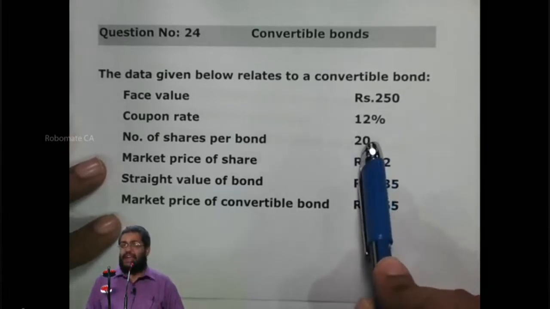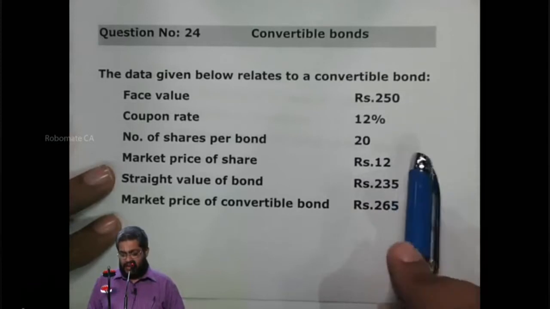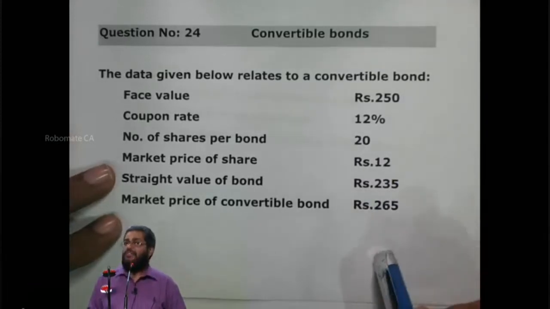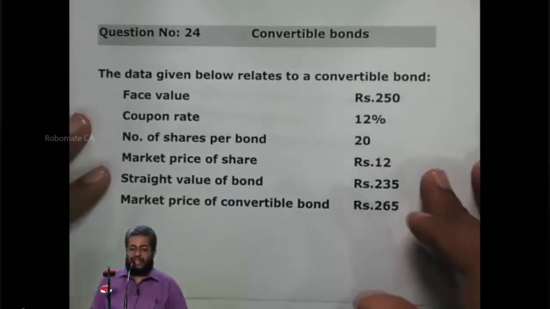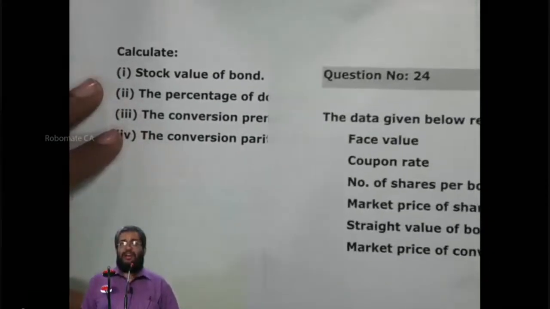And what is the number of shares underlying in that bond? 20 shares. And what is the market price? 12 rupees. Straight bond cost 235. Convertible bond trading at 265. These are all the details given. Yes or no?